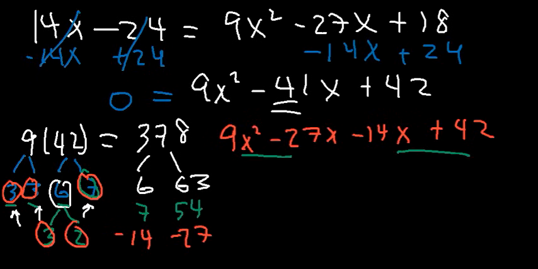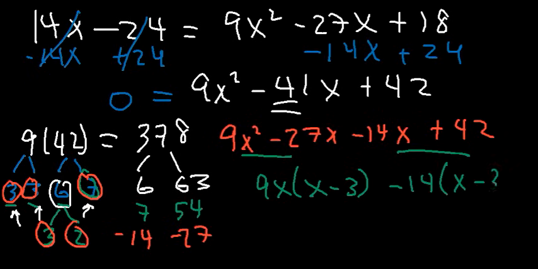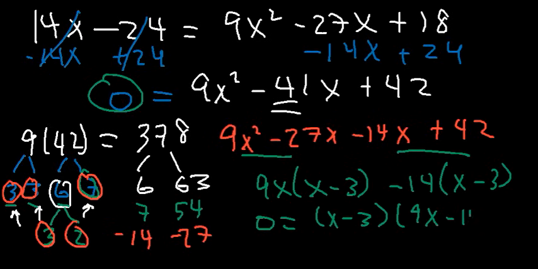So let's factor out the GCF. In the first two terms, we can take out a 9x. So we have x minus 3. And in the last two terms, we can take out a negative 14, and then we'll have x minus 3 as well. So therefore 0 is equal to x minus 3 times 9x minus 14. So we get two answers. X is equal to 3. And if you set 9x minus 14 equal to 0, if you move the 14 to the other side, then divide by 9, the other answer is 14 over 9.